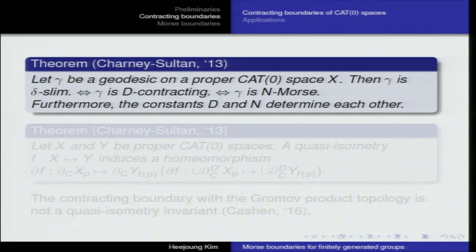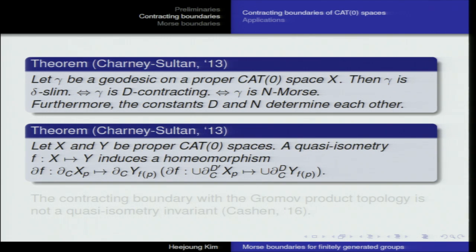And they proved the following things. First of all, let gamma be a geodesic in a proper CAT(0) space. Then gamma is delta-slim if and only if gamma is D-contracting, if and only if gamma is N-Morse. So basically, these conditions are equivalent. And furthermore, the constants D and N determine each other. So if you know D, then you can determine N, and if you know N, then you can determine D.